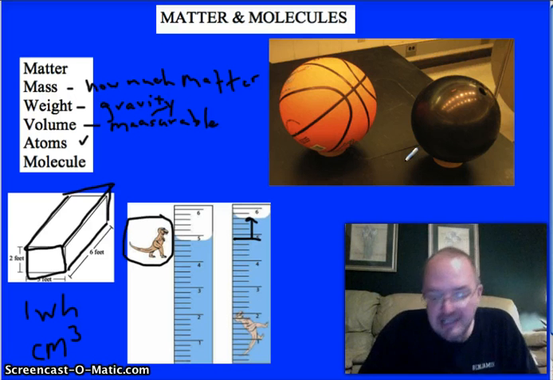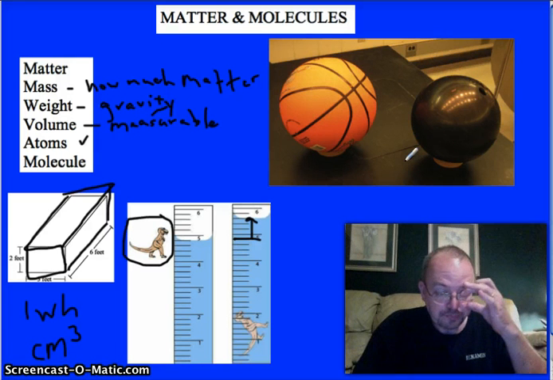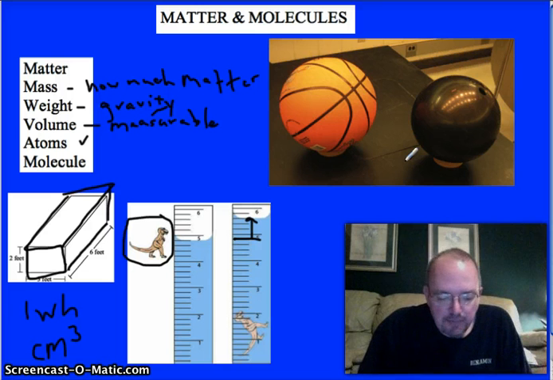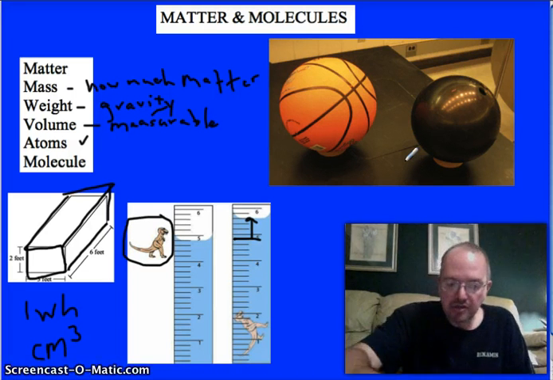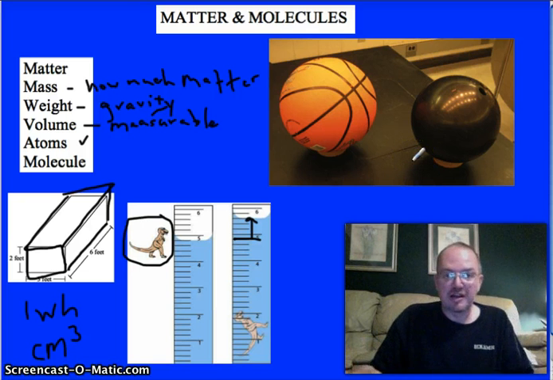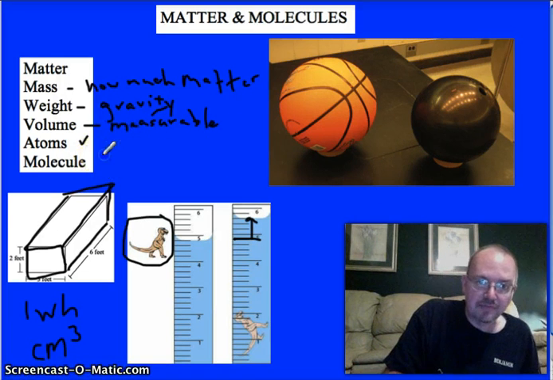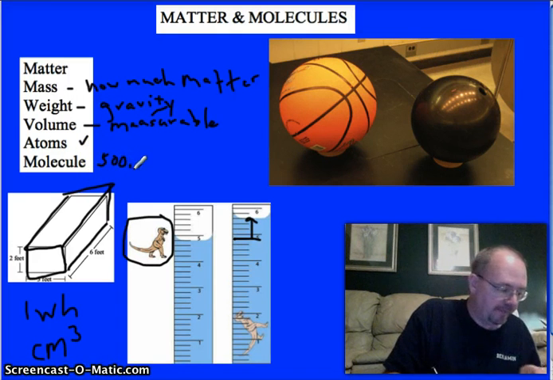One teaspoon of water, a little bitty teaspoon of water, contains about 5 million billion trillion zillion. Let me just write this out. It's a staggering amount of atoms that you would have in one little teaspoon.